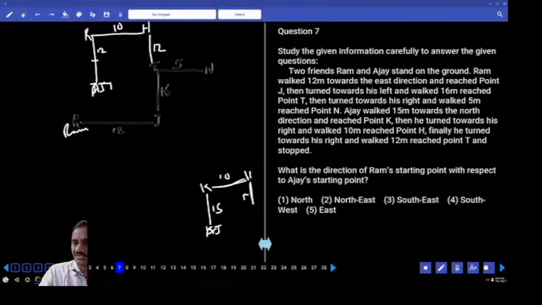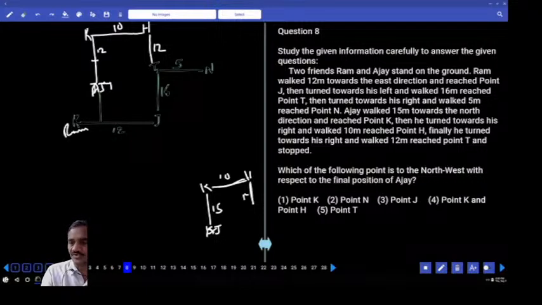And what is the direction of Ram's starting point with respect to Ajay? Now Ram's starting point with respect to Ajay. Now in order to reach Ram's starting point, this is south and west, southwest. Now southwest, that is choice 4, question number 7. Must represent the southwest. Then coming to question number 8.